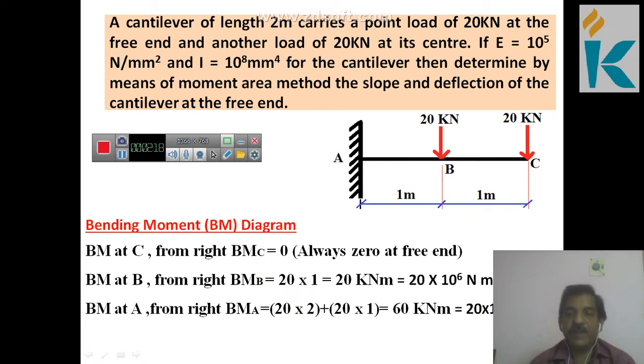Then you are going to find bending moment at A. That is also found from right side. So you have 2 loads now. One is at the free end, another one is at the center. So we start from the free end. That is 20 into 2 up to A, that is 2 meter. So 20 into 2 plus the center load, 20 into the distance up to A, which is 1. So 20 into 1. You have 40 plus 20, that is 60 kilonewton meter. As usual you convert it into Newton millimeter, that is 60 into 10 power 6 Newton millimeter.